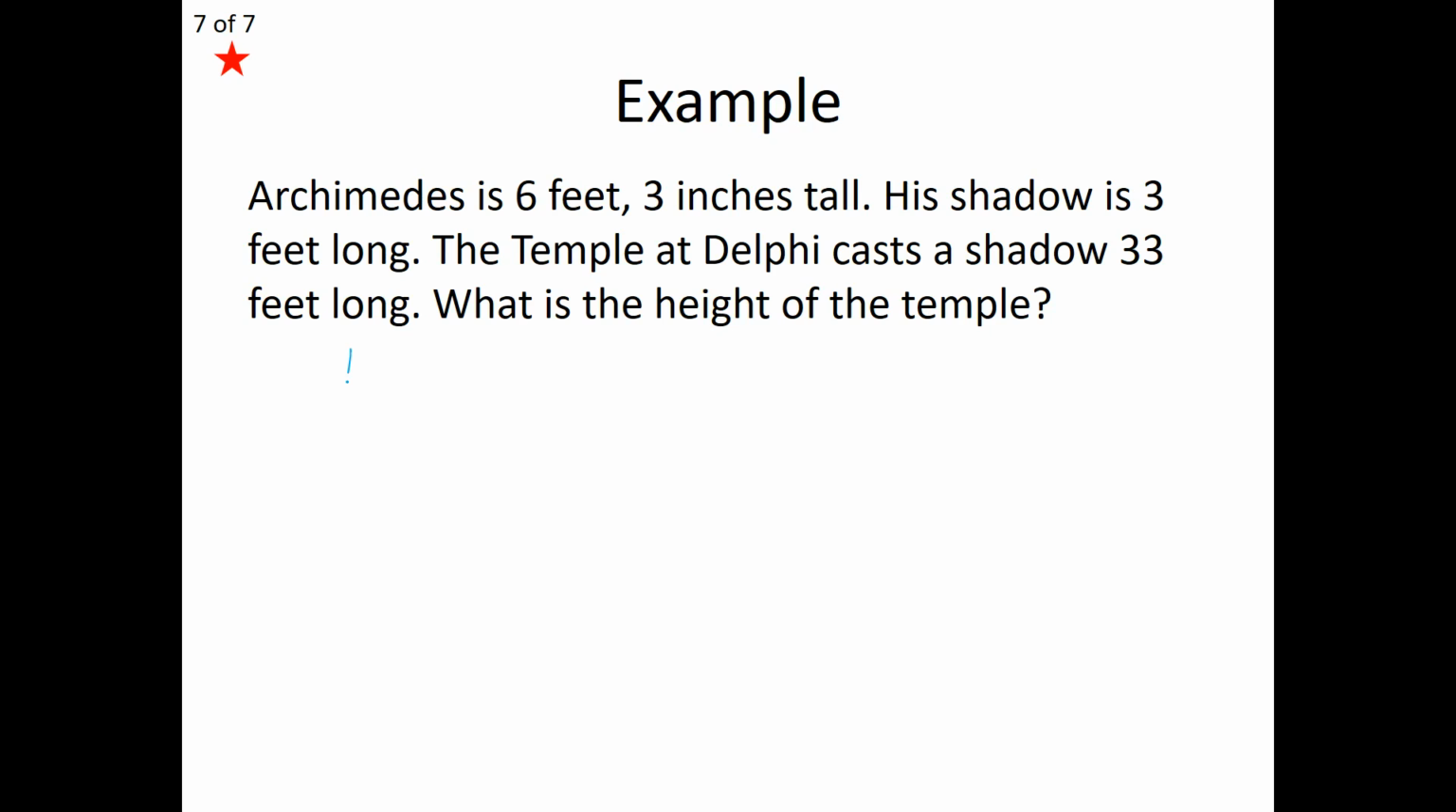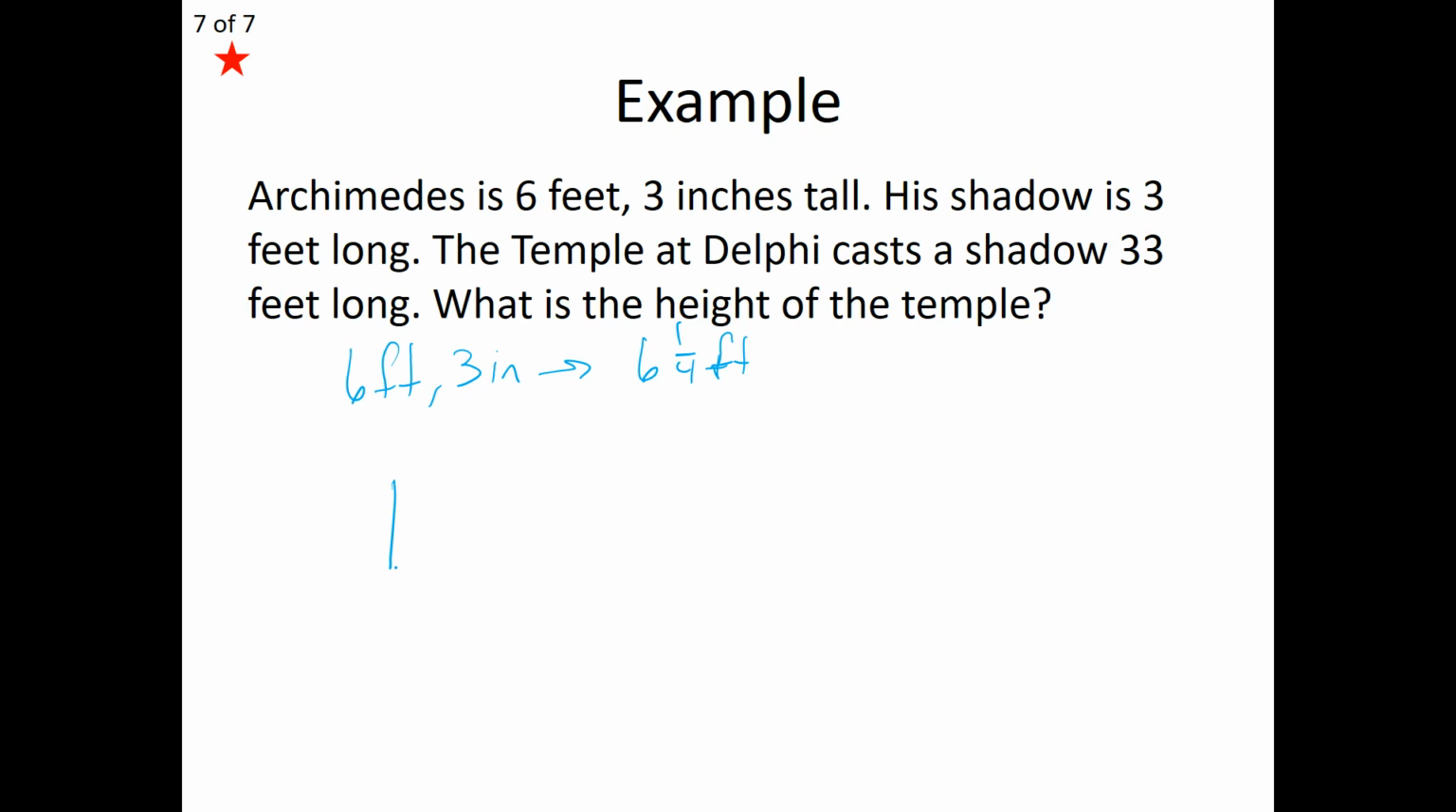Now, the first thing I want to do, though, is Archimedes has given us a height in mixed units. Let's actually convert that all into the same unit. 6 feet 3 inches is really 6 1/4 of a foot, right? 3 inches is a fourth of a foot, so I can convert that all into the same unit, 6 1/4 feet. So now let's draw a picture of Archimedes.